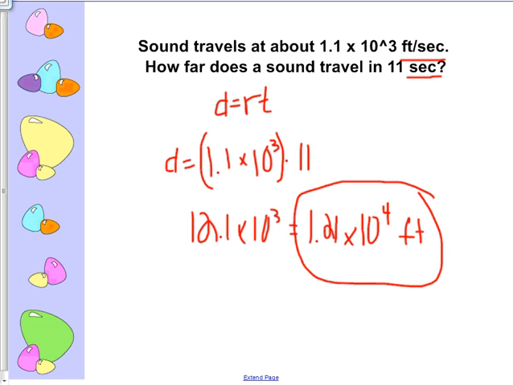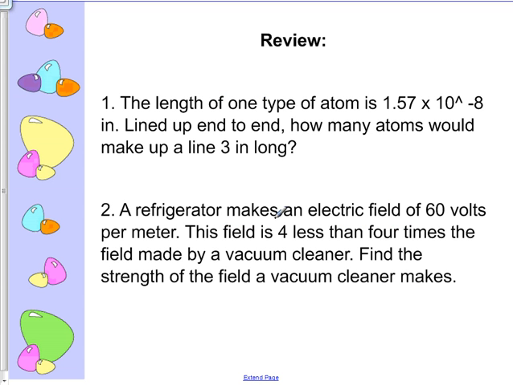So in your homework tonight, I would like you to do these two problems. They are pretty self-explanatory. They work with just writing out an equation for your problem.